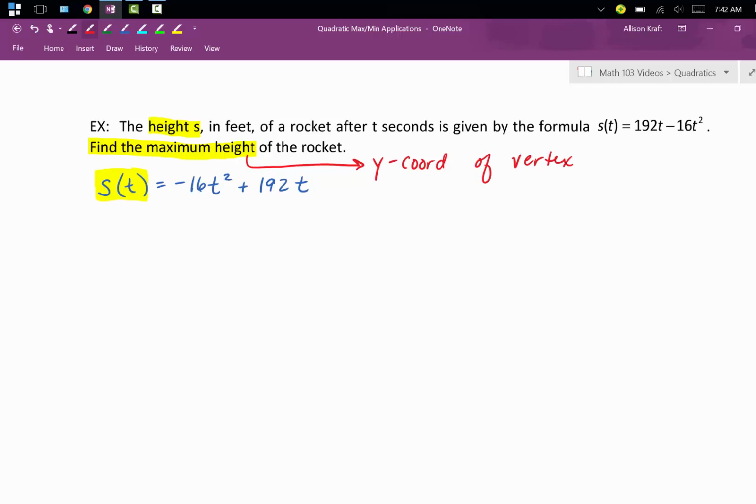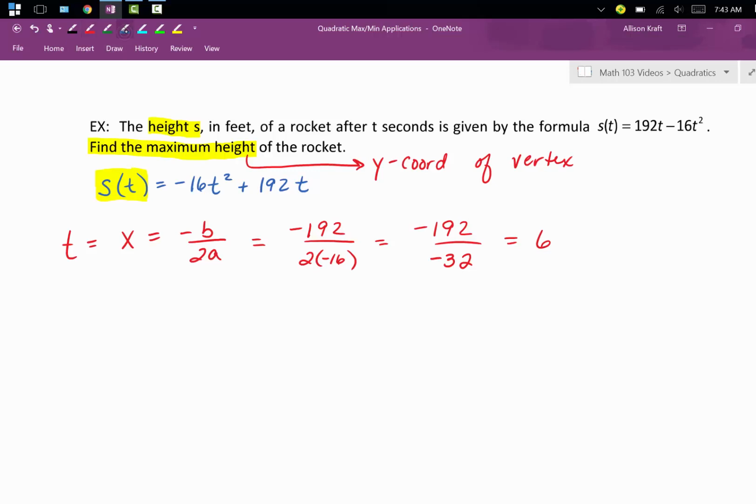When a quadratic function is in general form like this, there's no way to go directly to the y coordinate of the vertex. We're going to have to use our vertex formula, find the x coordinate first, then plug it in and find the corresponding y coordinate. So we're using our formula that says x equals negative b divided by 2a. Our x value is actually t, so you may see it written t equals negative b over 2a. Either way, we're going to have negative 192 over 2 times negative 16, which is negative 192 divided by negative 32, which is 6. That's the x coordinate of our vertex.